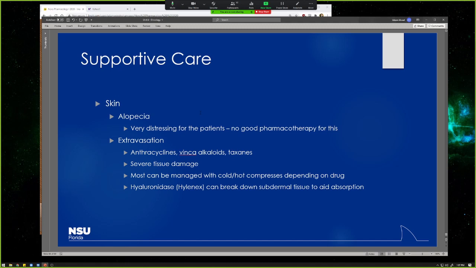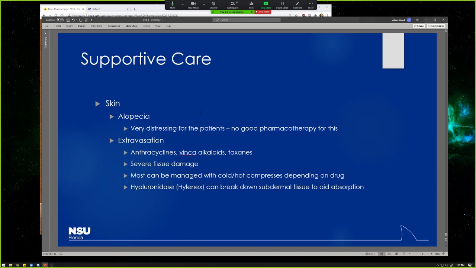So things like the taxanes, the vinca alkaloids, and the anthracyclines are really bad for this. Every hospital you go to will likely have an extravasation guideline that will tell you how to manage that. I'm not going to get into the details here, but it's very important that we be able to deal with that, whether it's hot compresses or cold compresses. Sometimes we even use an enzyme called hyaluronidase, which breaks down some of the subdermal connective tissue that allows it to be absorbed more quickly. Because the faster you get it absorbed into the systemic circulation, the less damage it's doing in the tissue itself.